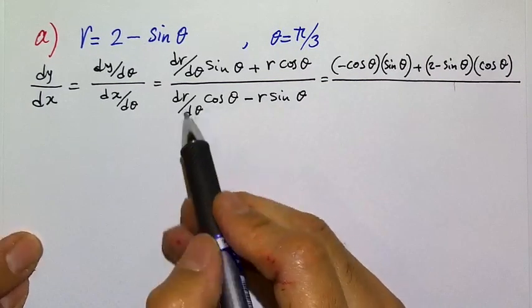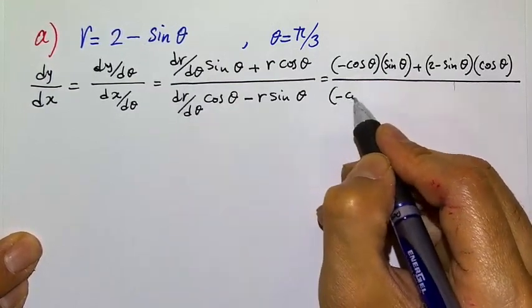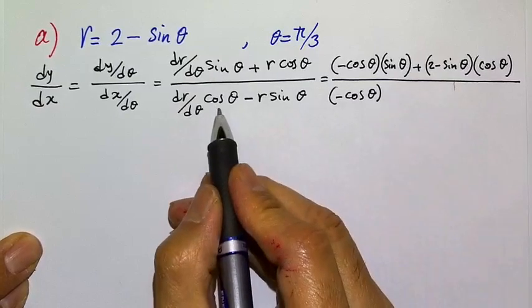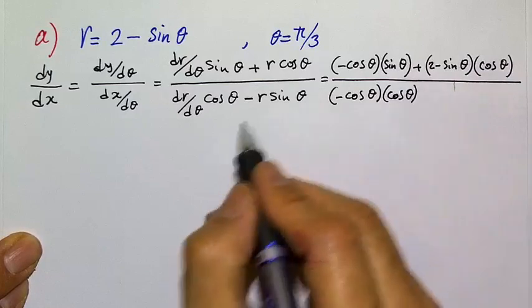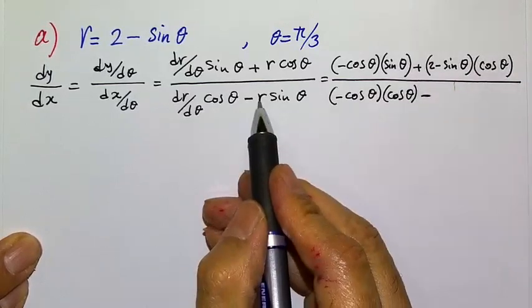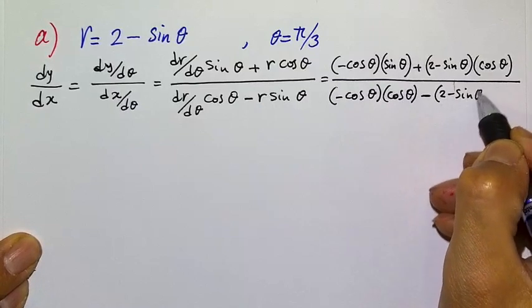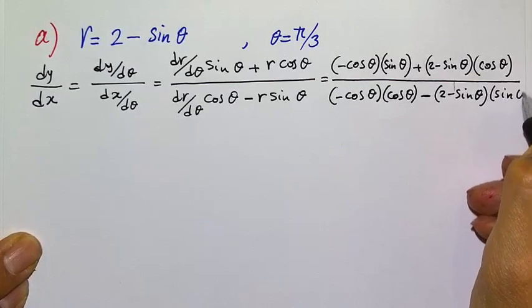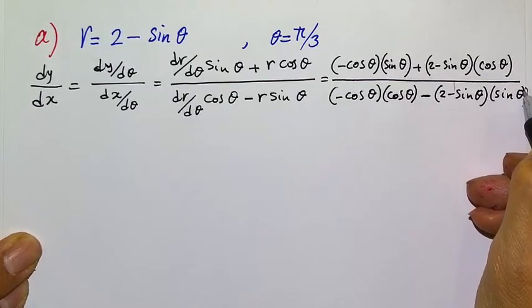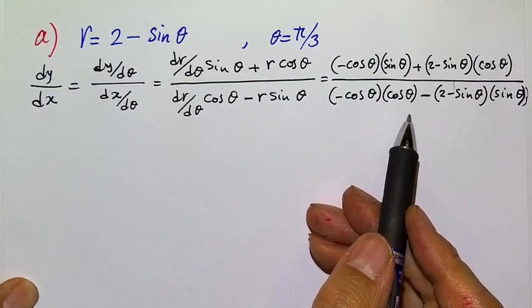Now in the denominator, it's again dr d theta. So I can write minus cosine theta here times cosine theta this time, minus, once again, r, which is 2 minus sine theta times sine theta. Oops, I'm off the page again. Barely fit there. Okay, so obviously we have to simplify this, right?